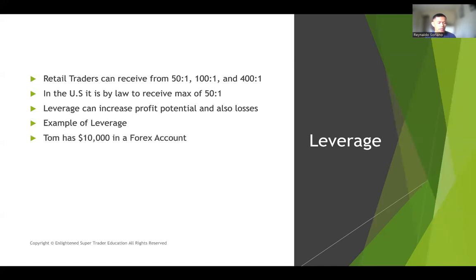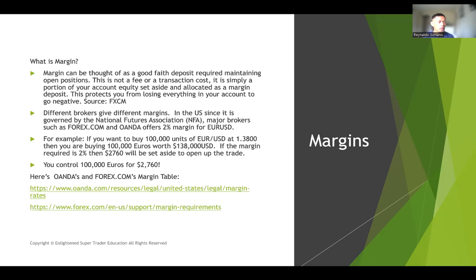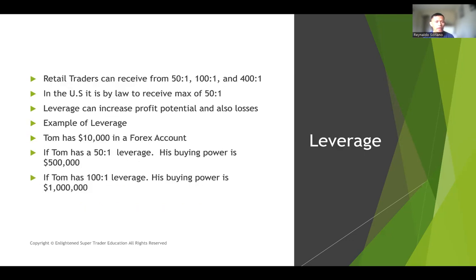Example of leverage. Say for argument's sake, Tom has $10,000 in a Forex account. If Tom has a 50 to 1 leverage, then his buying power is $500,000. So 10,000 times 50 is 500,000. Now, if Tom has 100 to 1, then his buying power is times 2. It's now $1 million. So rather than him just playing with $10,000, he now can play up to $1 million. So that's basically what leverage is.